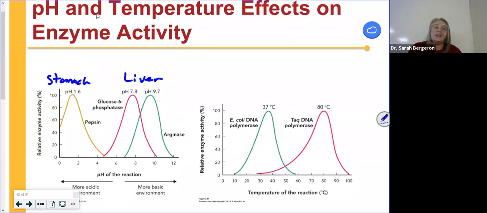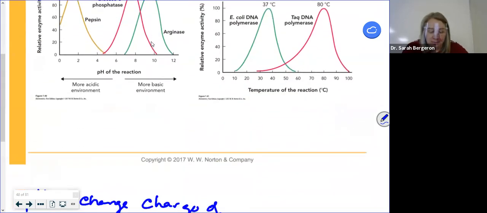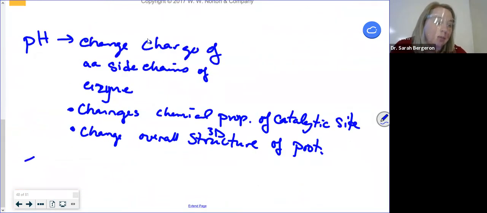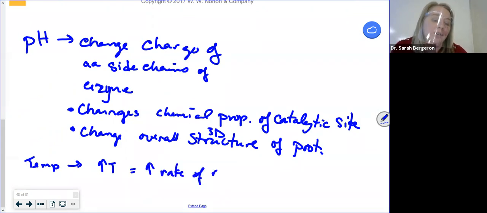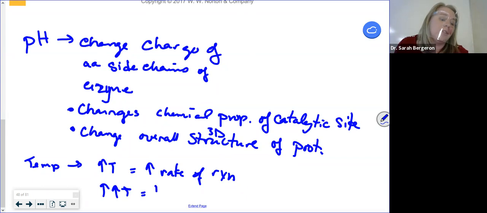Okay, so that's pH. How about temperature? In general, what happens as we increase temperature? Increased temperature, increased rate of reaction. Generally, sure. But what happens if we get too hot? They just denature. At extremely high temperatures, you get denaturation.